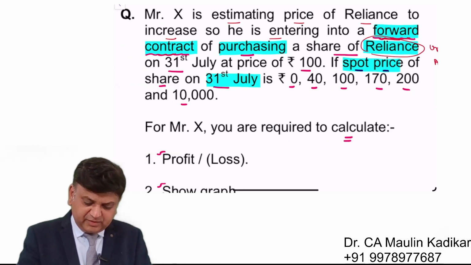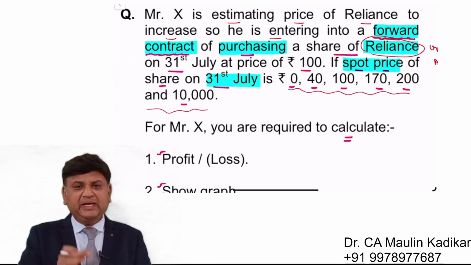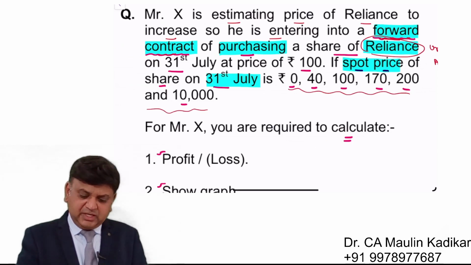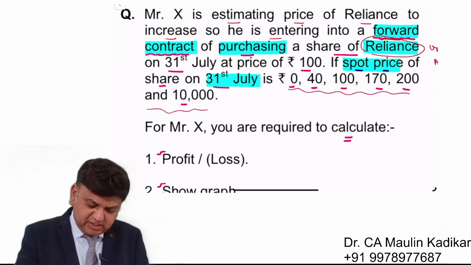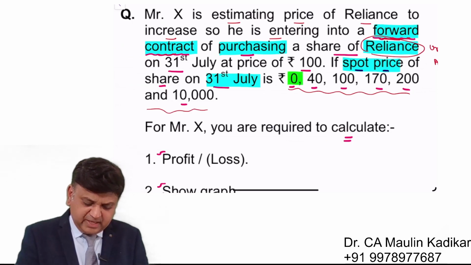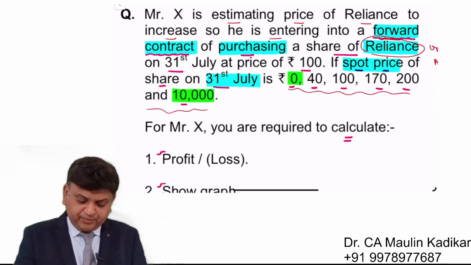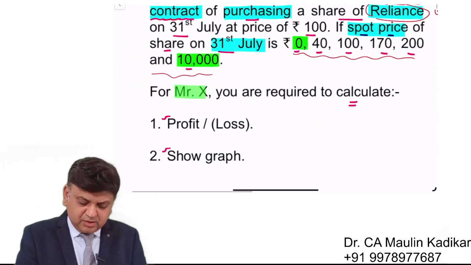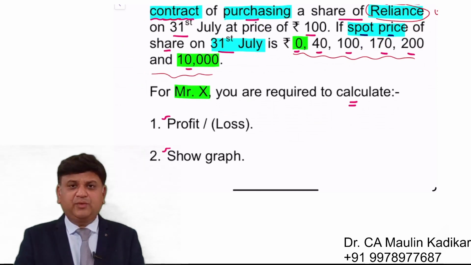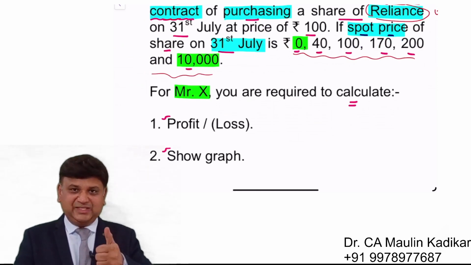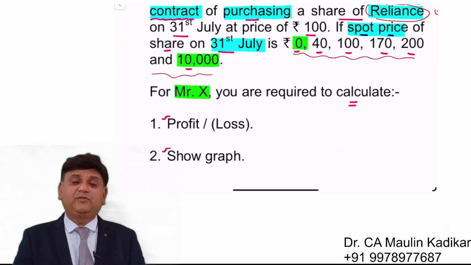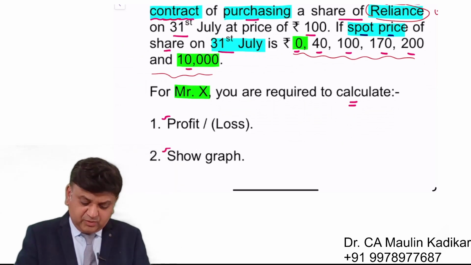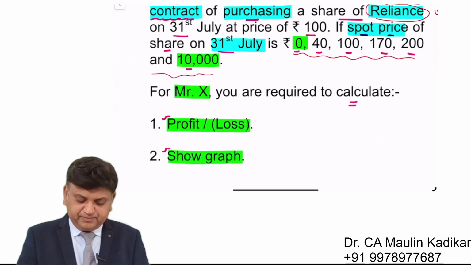We have been provided with the different prices. The prices have been given in a range starting from as low as say 0 and going as up as rupees 10,000. For Mr. X, we can say that the question is from the forward purchaser point of view. Yes, the question is from the forward purchaser point of view. We are required to compute the profit or loss and we are required to show the diagram.